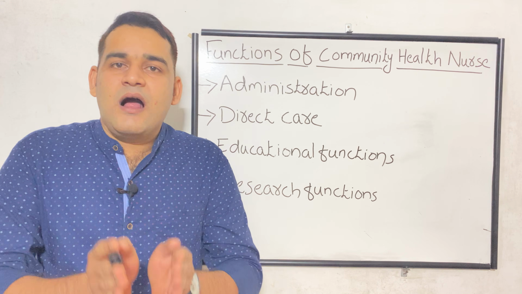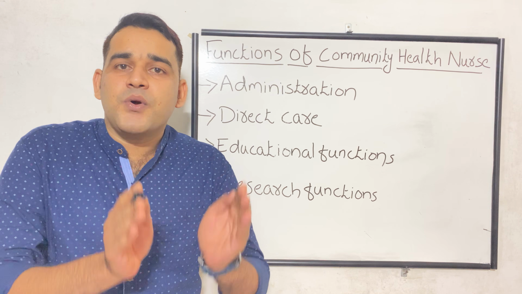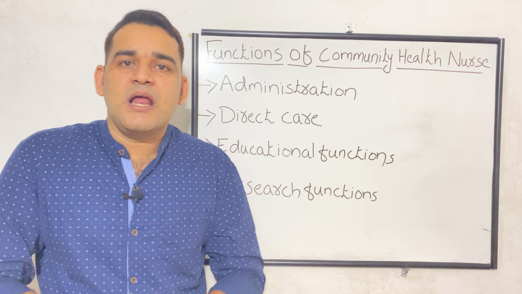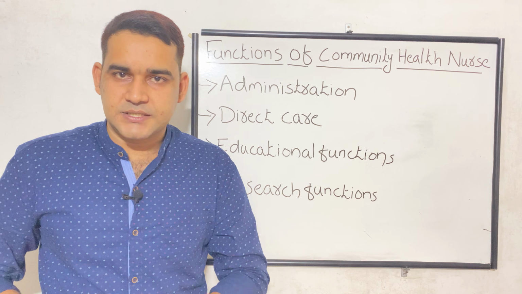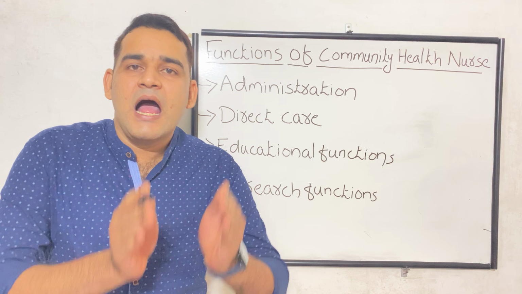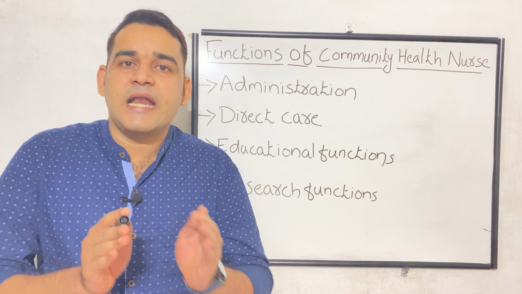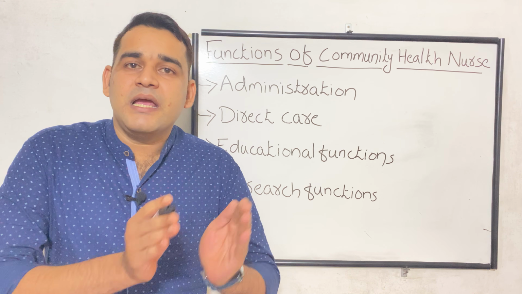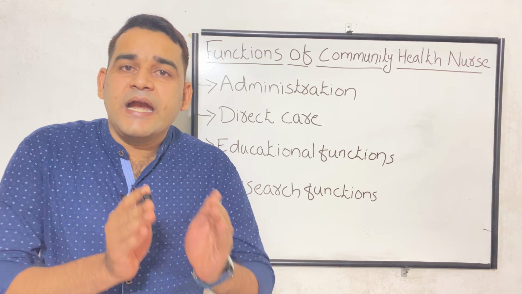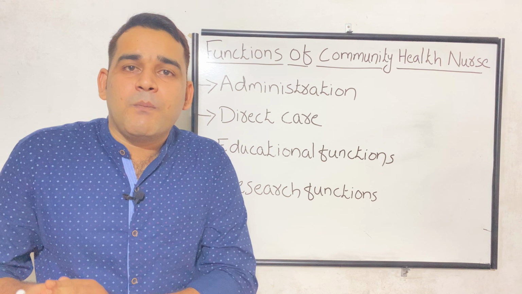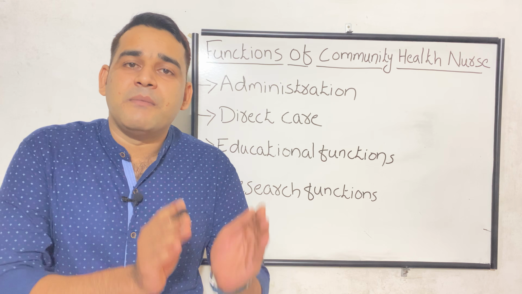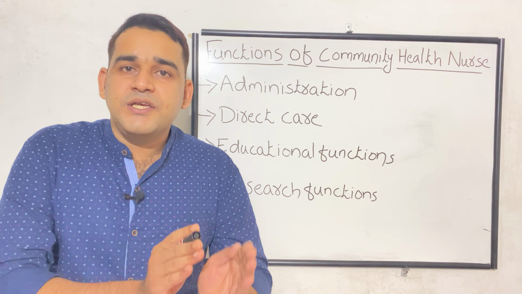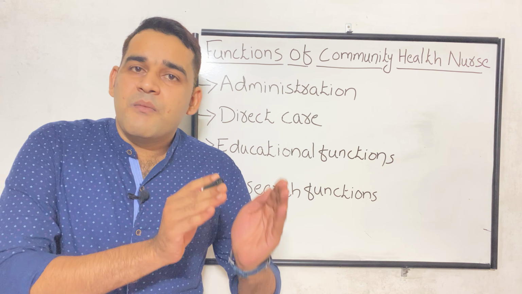Okay. So in the direct care function, first of all, the community health nurse should assess the health status of the individual as well as the family members. The first function coming under direct care is assessing the health status regarding their problems. Next thing is to identify the needs as well as the problems of the individual and the family members.